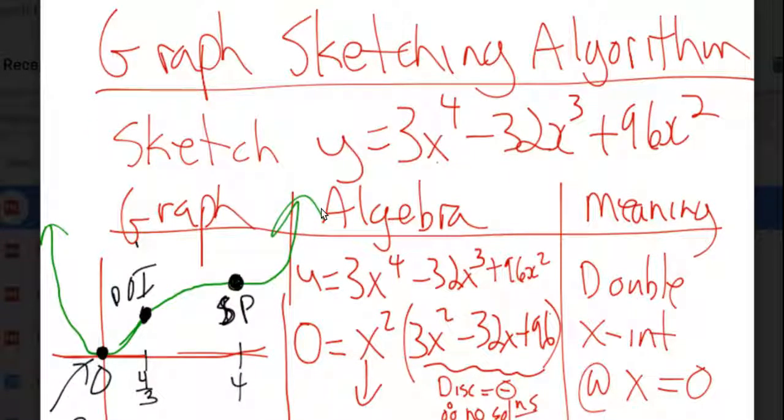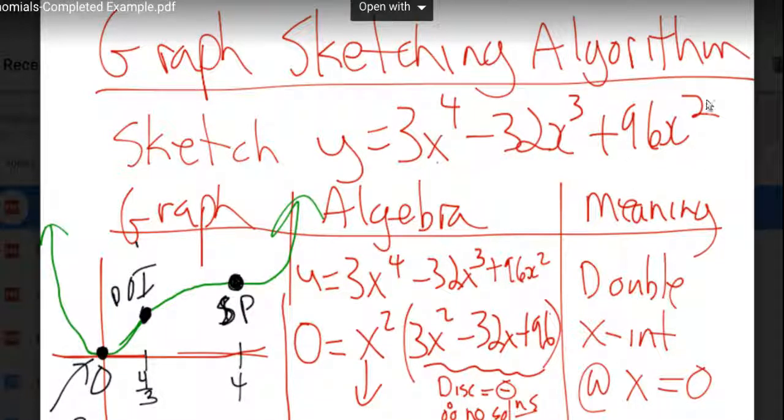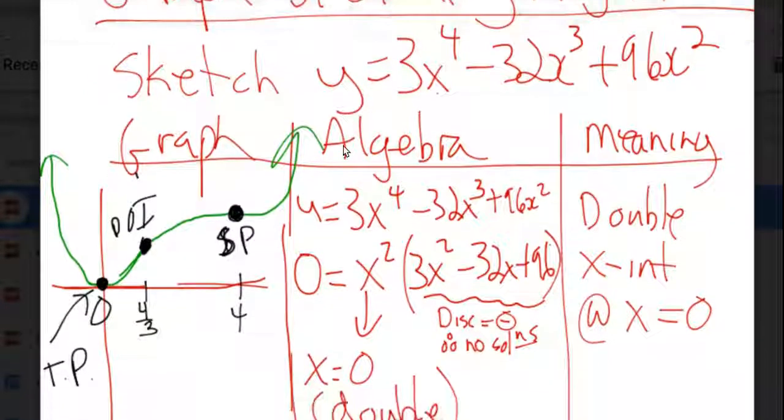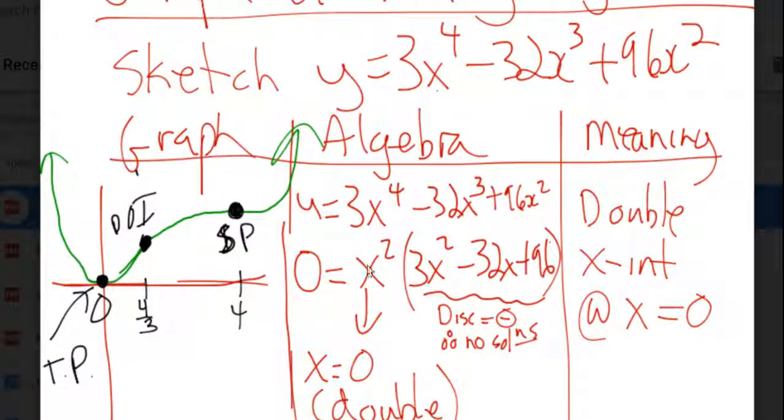So the goal here is to sketch 3x to the fourth minus 32x cubed plus 96x squared. That's the original function. So what would we do with that original function? Well, first thing we do is try and factor it if it's easily factorable. If it needs the factor theorem or something like that, I wouldn't even bother. If you see an easy way to factor it, factor it. If you don't, don't.